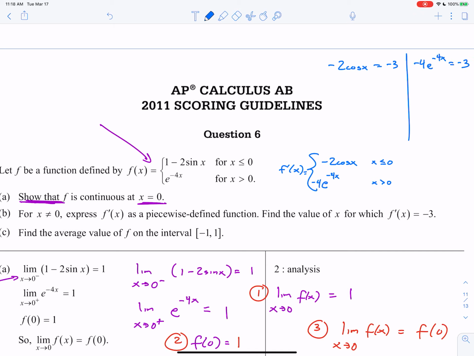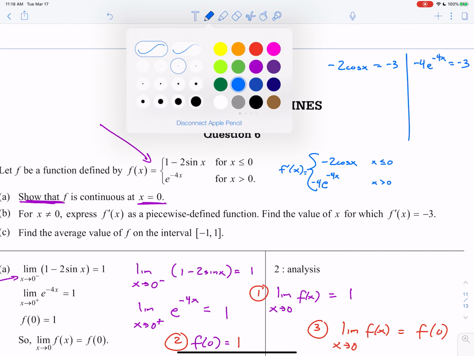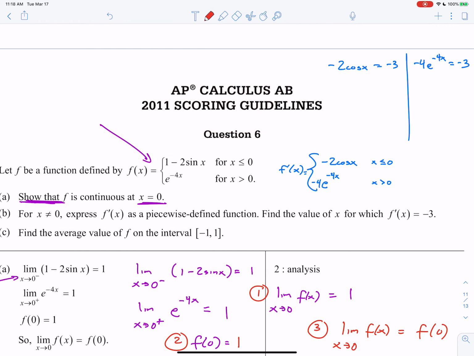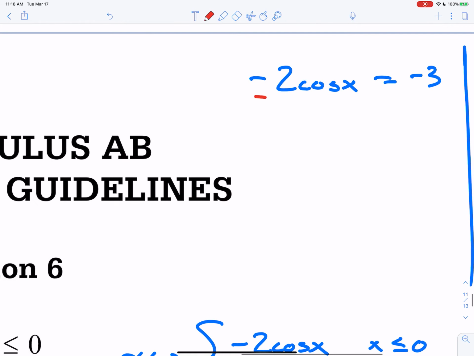Okay? So this does require some analysis, but let me show you guys some things that you could pick up. So you're pretty much solving for x each, okay? Here on the left side, I'm going to go ahead and divide both sides by negative 2. So cosine of x is going to equal about 1.5. You could leave it as 3 over 2, okay?